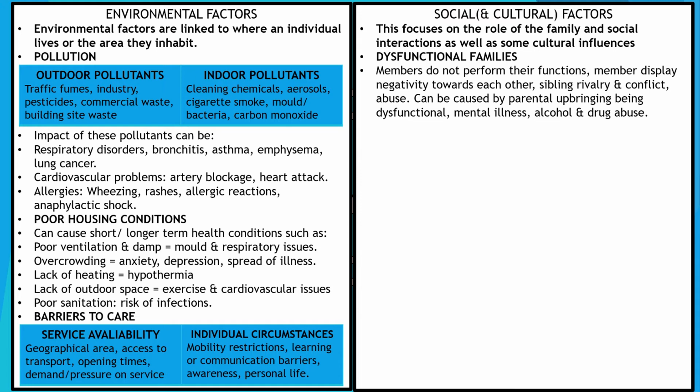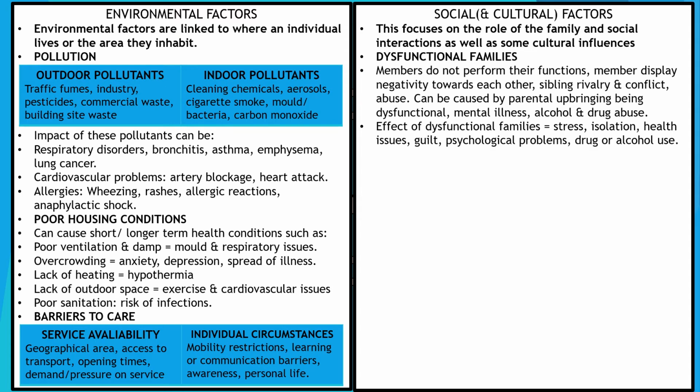It is dysfunctional. So members may not perform their function. Members display negativity towards one another. There could be sibling rivalry and conflict, abuse. And all of this could be caused by parental upbringing. So if parents have been brought up in dysfunctional families, they're more likely to have them themselves. There could be mental illness issues, and alcohol and drug abuse also have a role to play. The effect of dysfunctional families on health could be stress. It can lead to isolation, health issues, guilt, psychological harm, and mental health issues, and drug and alcohol use. So they can affect our health as a result of being involved in these dysfunctional families.